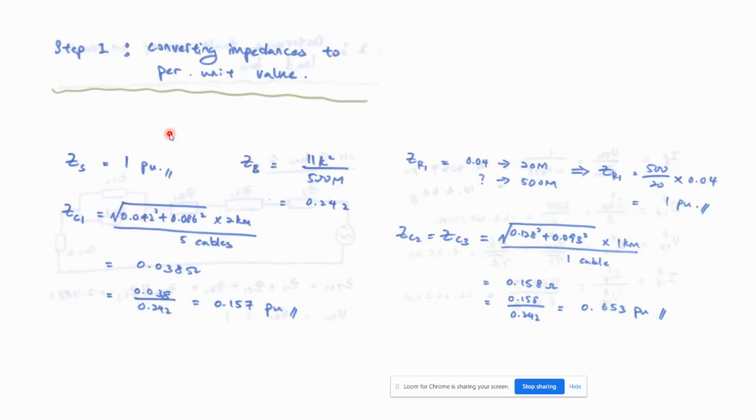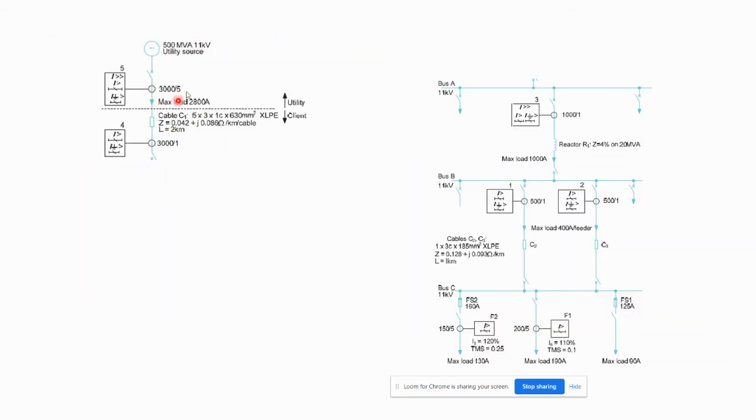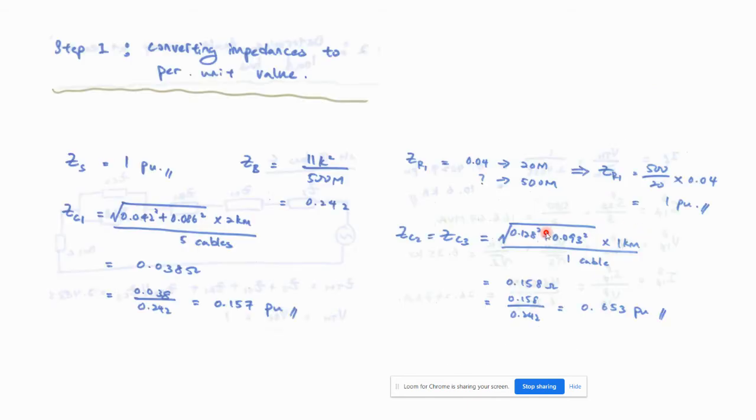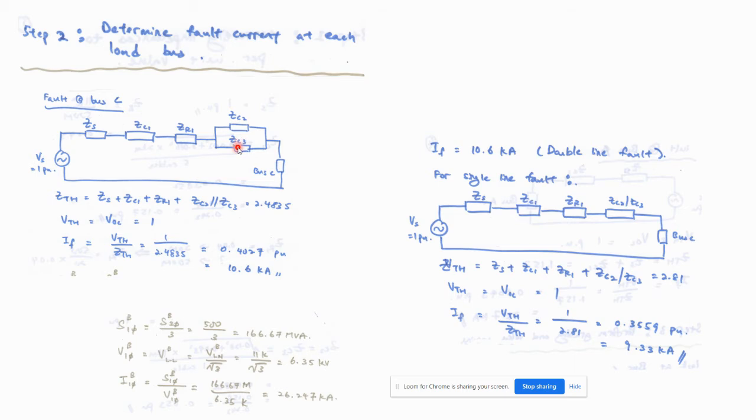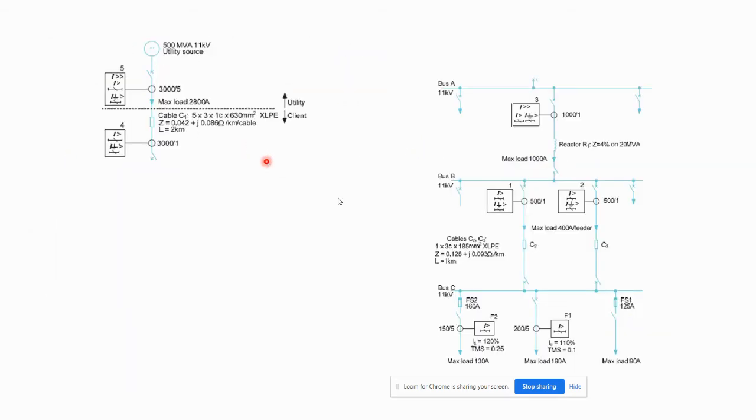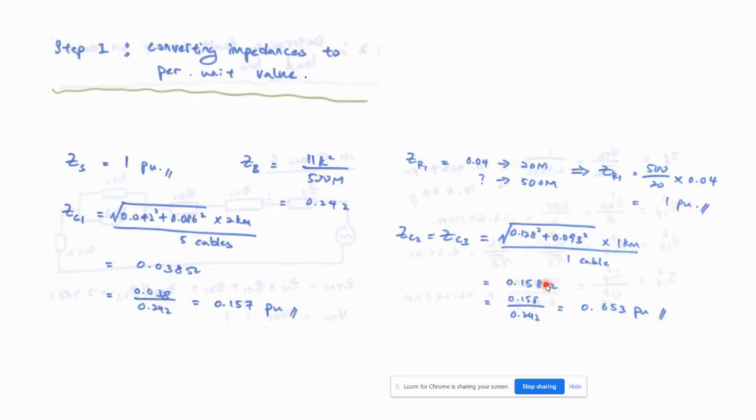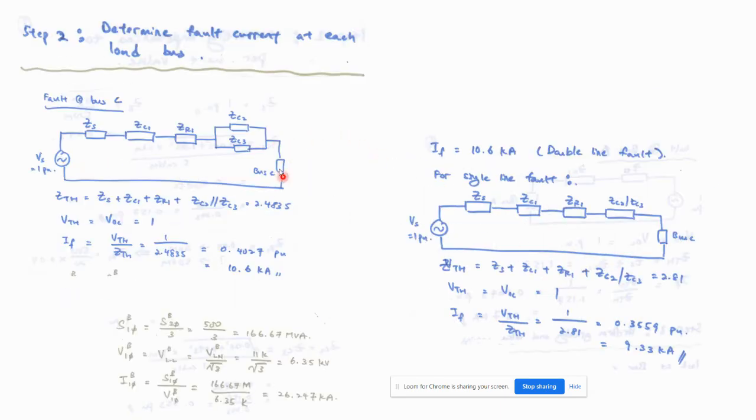Why do I put that in series? Because Zs here, and then Zc1, and then Zr1, they are all in series. And then when you come to here, Zc2 and Zc3, can you see that they are both in parallel? Therefore, Zc2, Zc3 parallel. And then you meet bus C. So at bus C, you have a fault here, right? The fault impedance I put as bus C impedance. This bus C impedance is the impedance that is varying.